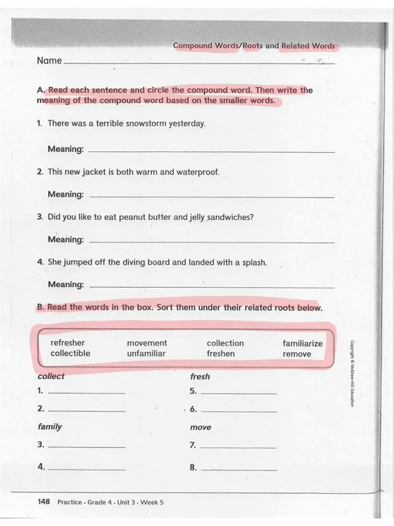Moving on, kiddos, we have our focus on compound words. So let's take a look at what we're going to do here. It says read each sentence and circle the compound word, then write the meaning of the compound word based on the smaller words. So in number 1, it says, there was a terrible snowstorm yesterday. When I look at what a compound word is, where two words come together to make one word, I am going to circle snowstorm. And the meaning of a snowstorm is a storm with a lot of snow. We've obviously experienced that this year so far, and it's been a lot of fun.